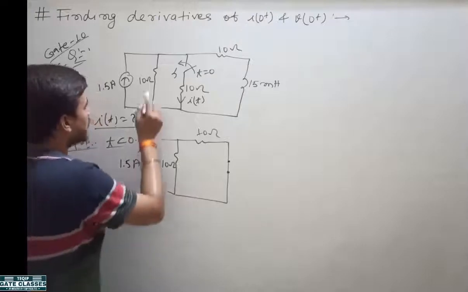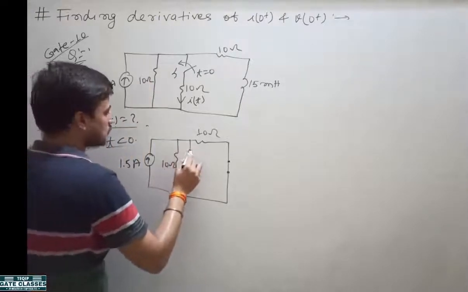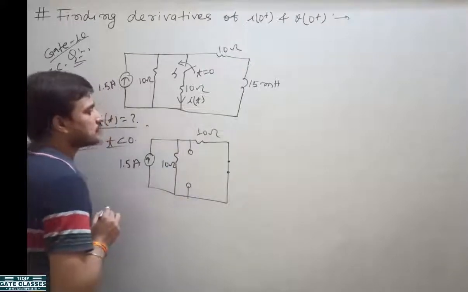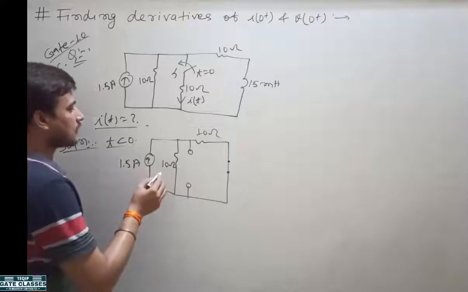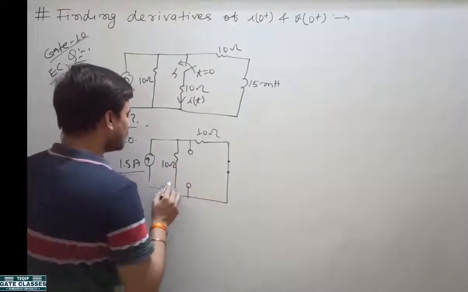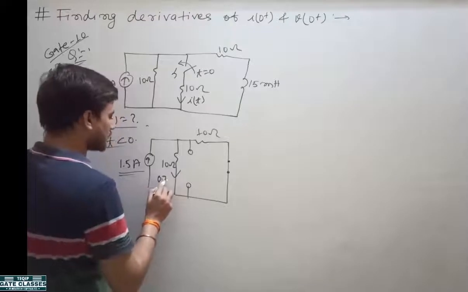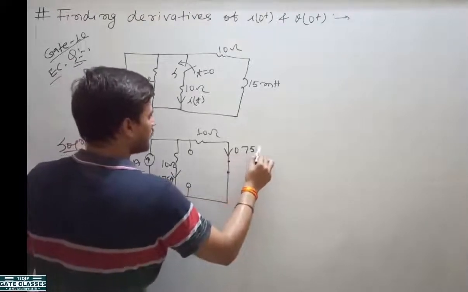Clear? And this is the 10 ohm resistance. And here this switch is open. So now what will be the value of currents here? Here you will see 1.5 ampere current has been divided into two parts. From here current is 0.75 ampere. Here also the current is 0.75 ampere.